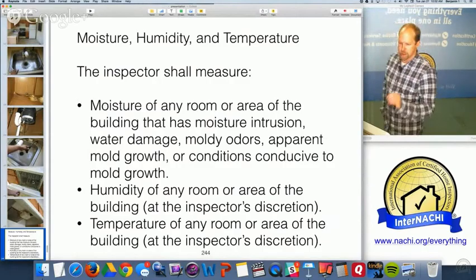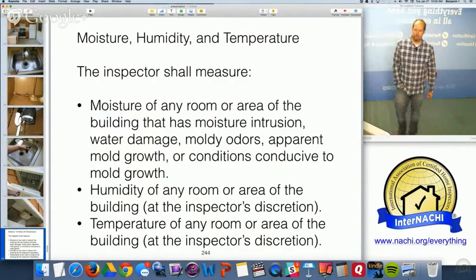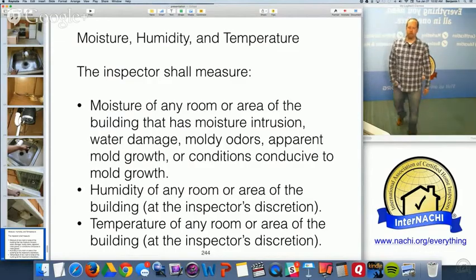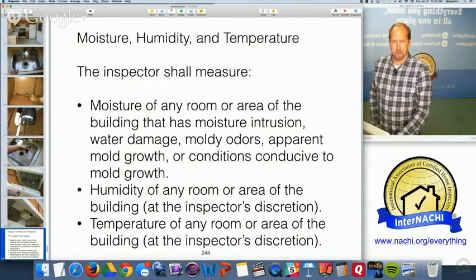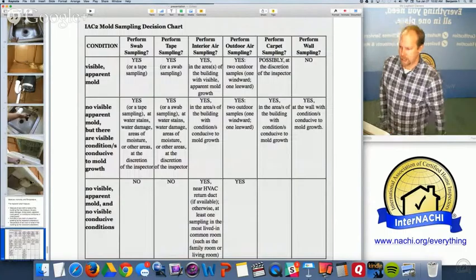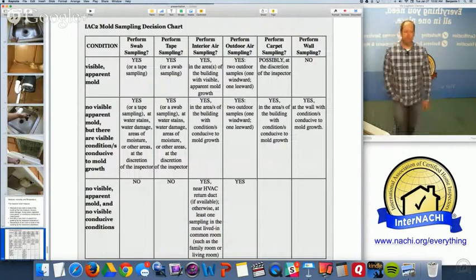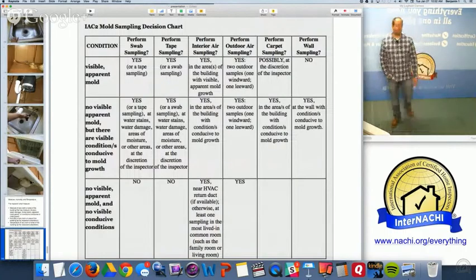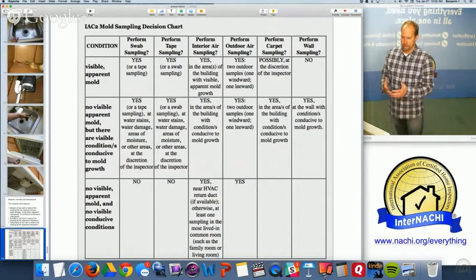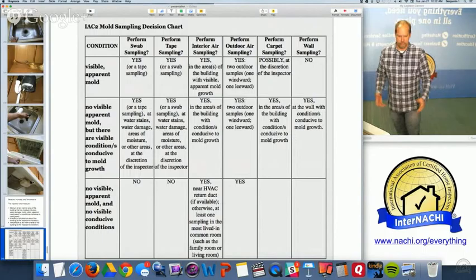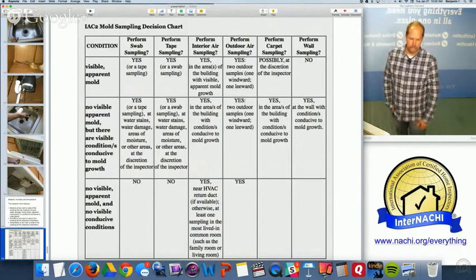And the moisture is really what I tend to focus on, because that starts the whole ball rolling. Without moisture, you really don't have mold growth. You need that moisture. And if you want to take sampling, well, we made it very easy to decide how to sample a home based upon rooms and conditions and the types of sampling you want to do. So we have a mold sampling decision chart, and simply yes or no.